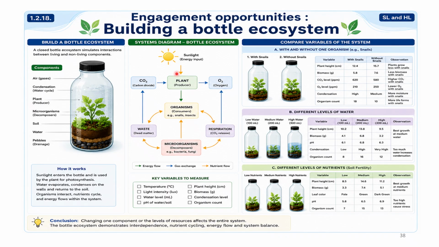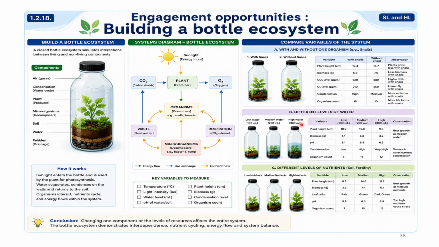Within the system, plants absorb carbon dioxide and release oxygen, while organisms and microorganisms respire, decompose organic matter, and recycle nutrients back into the soil. We can investigate how changing one variable influences the entire ecosystem. For example, removing snails alters gas exchange and biomass production, different water levels affect plant growth and condensation, and nutrient availability influences leaf color, biomass, and organism abundance.